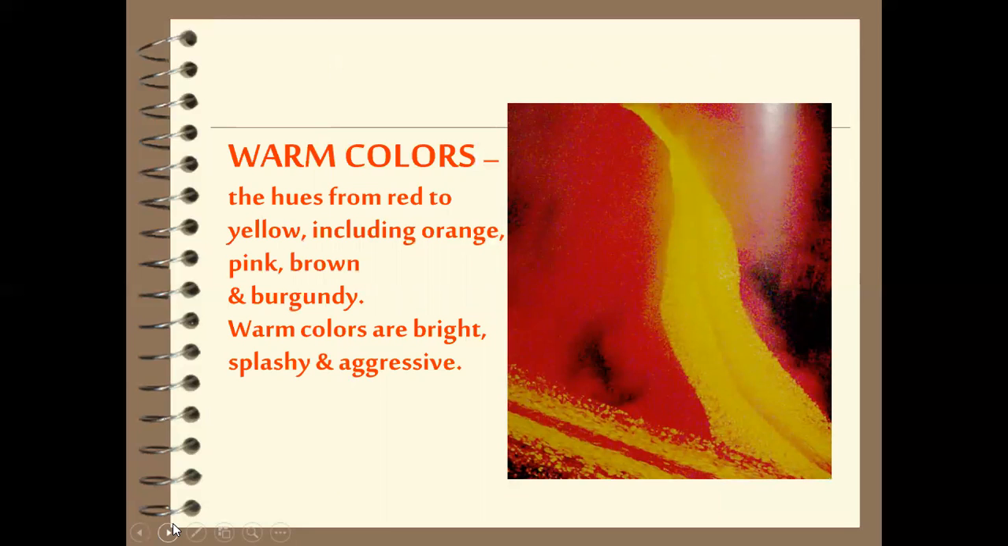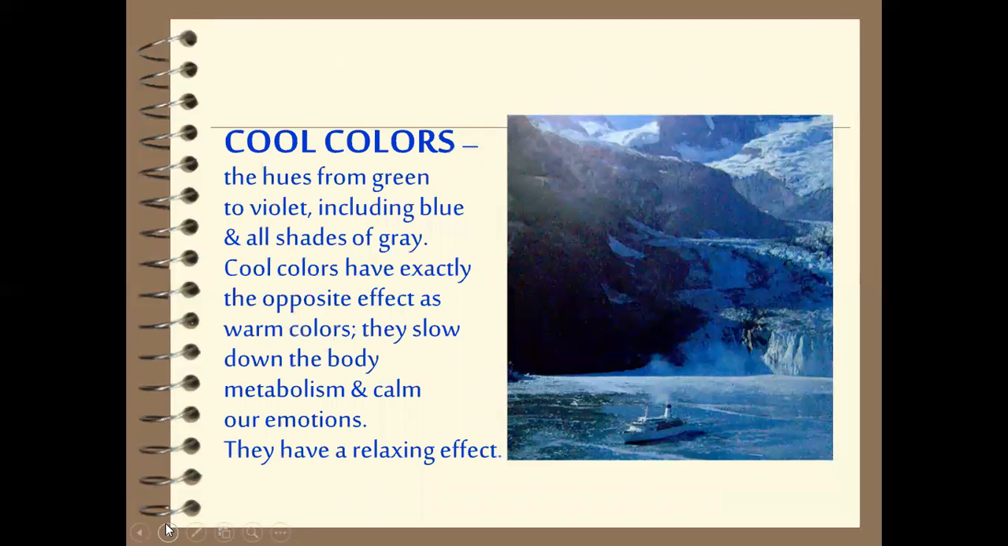So let me just discuss with you warm colors and cool colors. Warm colors are the hues from red to yellow, including orange, pink, brown, and burgundy. So warm colors are bright, splashy, and aggressive. Warm colors stimulate the emotions and they also stimulate the appetite.